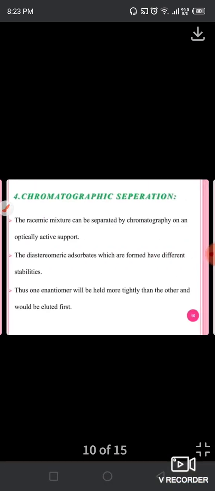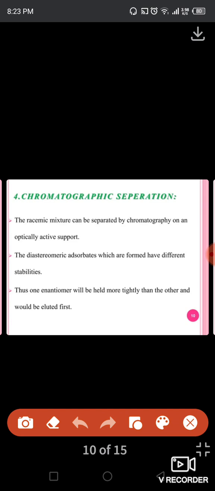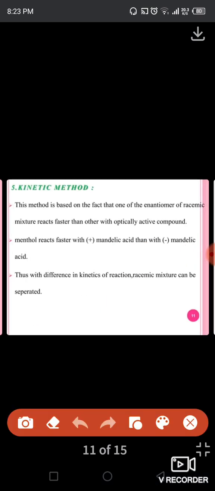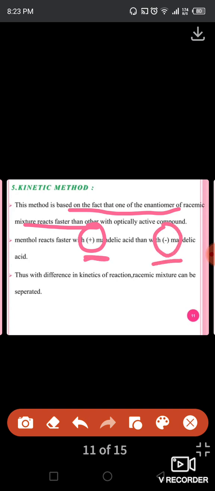The next method is the chromatographic separation technique, and we use this technique to separate both of these isomers from a particular racemic mixture. The next technique is the kinetic method, and in this method you detect which isomer of the racemic mixture reacts faster than the other. If the positive reacts faster than the negative, then the positive can be rapidly separated out before the negative. In that way you can also separate them.